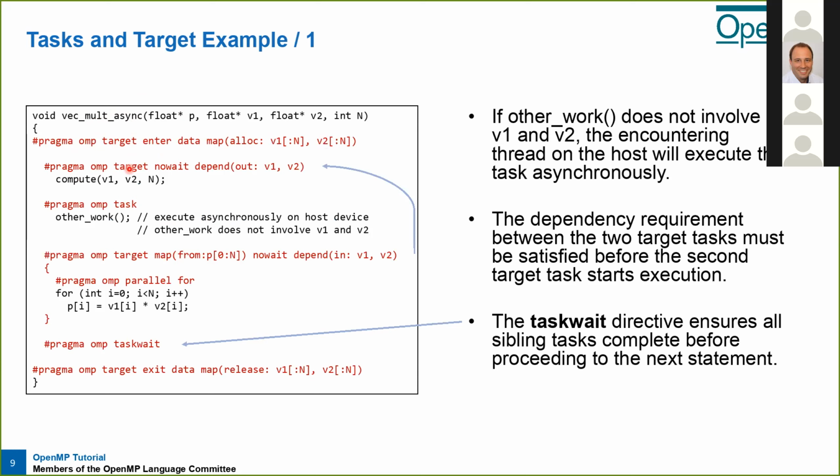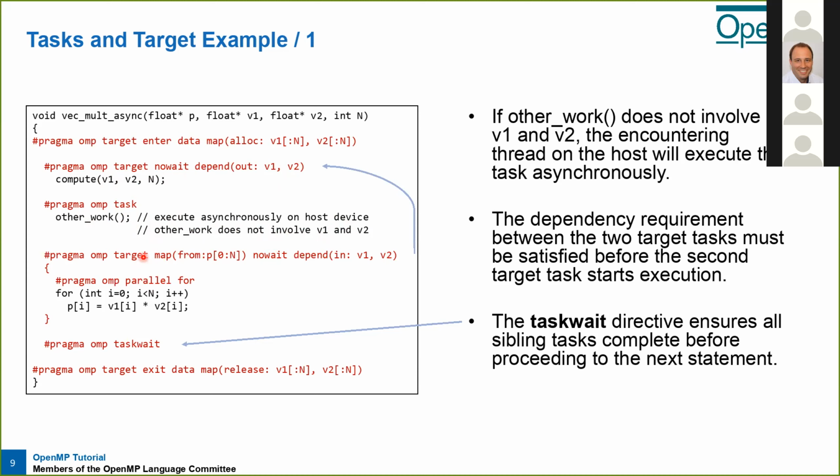We have a target, asynchronous with an output dependency on V1 and V2. That means it will probably compute something and provide the results in V1 and V2. It's an asynchronous task, so this on the host can execute immediately. And here the assumption is that other work, which is executed on the host, does not involve V1 and V2. So we can have the GPU busy and the host busy.